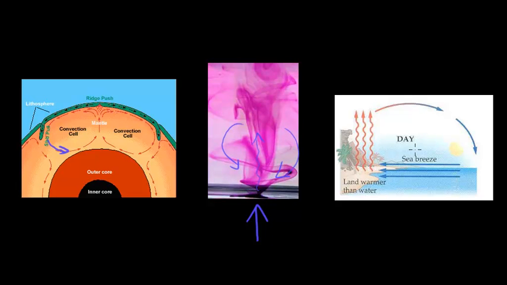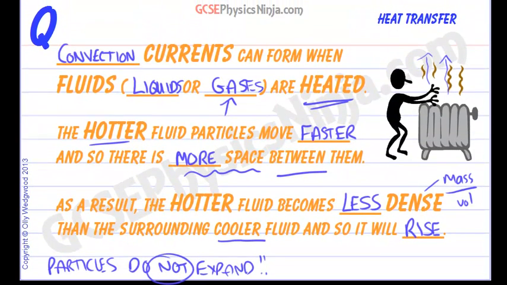And sea breezes. Sea breezes happen because when the sun warms up the land faster than it does the sea in the day, that means warm air rises, becomes less dense, and the cool air replaces that rising warm air, and so we get a sea breeze from the sea towards the coast. So there we are. There are some convection currents and some key words that you need to remember.